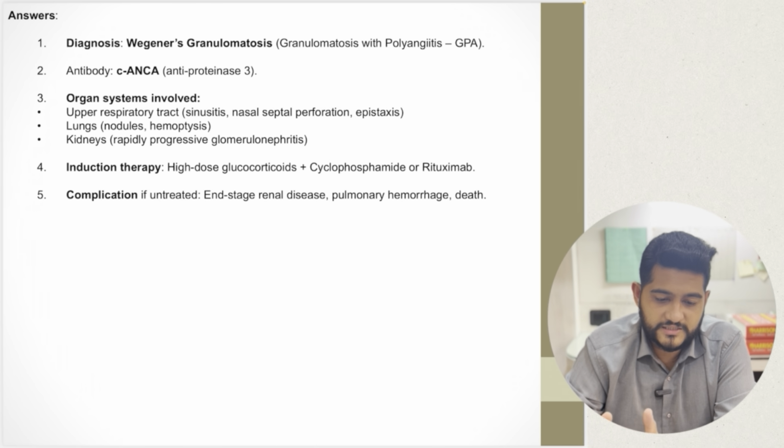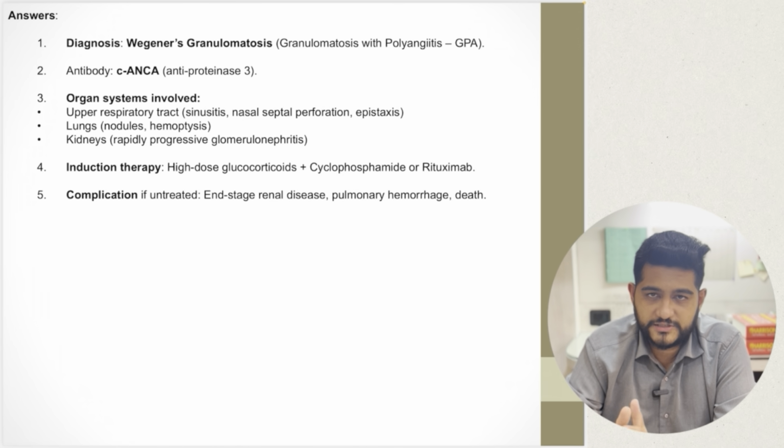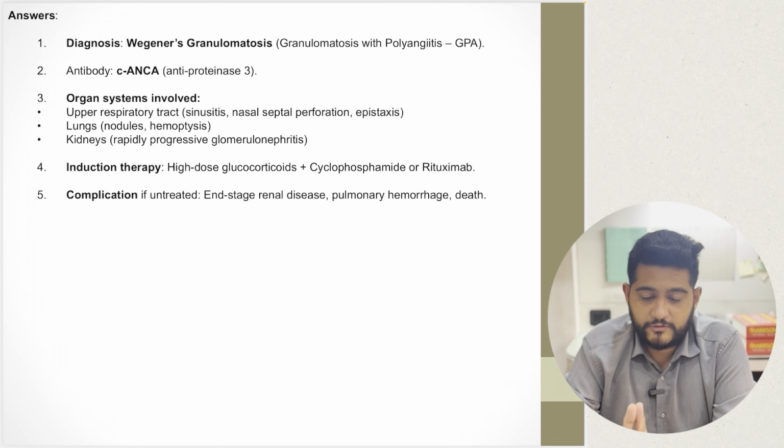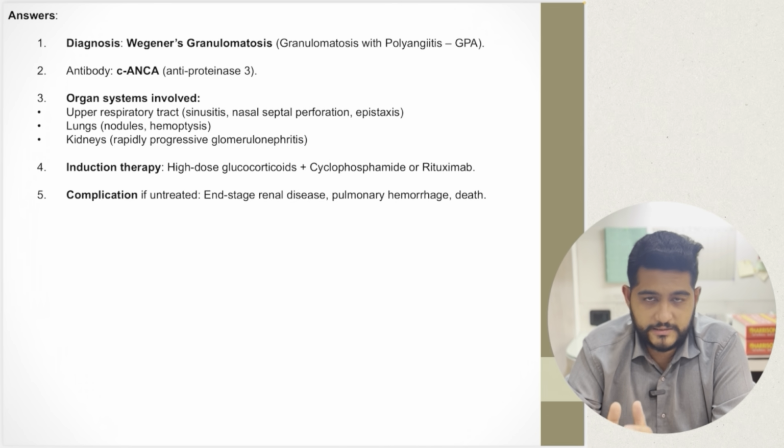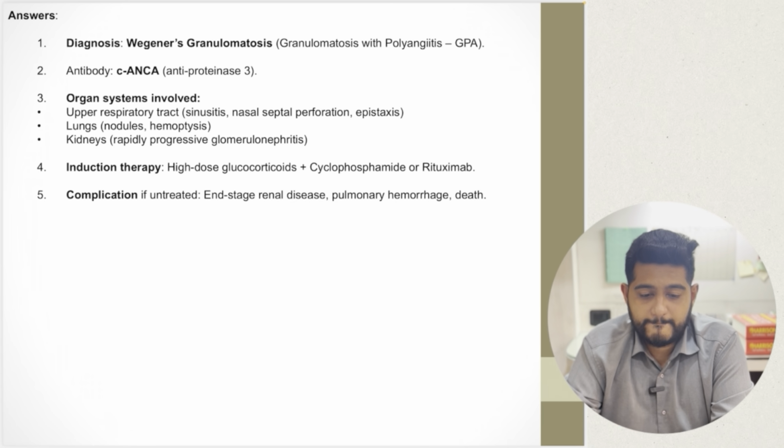Organ systems involved are the upper respiratory tract, lungs, and the kidneys more commonly. Kidneys generally rapidly progressive glomerulonephritis, lungs with nodules and hemoptysis, and upper respiratory tract with sinusitis, nasal septal perforation, epistaxis, and so on. Induction therapy, of course, you have to give high dose steroids, cyclophosphamide or rituximab. Complication, if this condition is left untreated, there can be end stage renal disease, pulmonary hemorrhage, and death. So it's very important to act early and identify this disease. This is a very important form of vasculitis which is asked in exams commonly. Also, side by side you should read about Churg-Strauss, that is EGPA, and also about MPA.